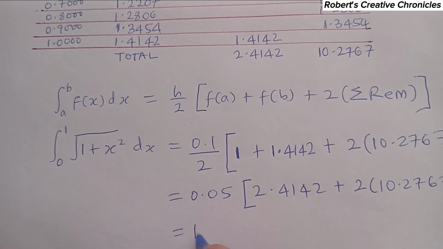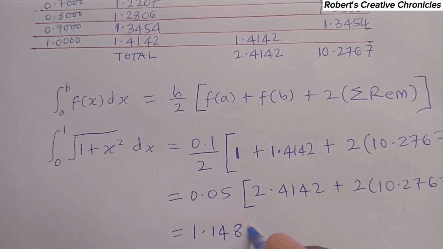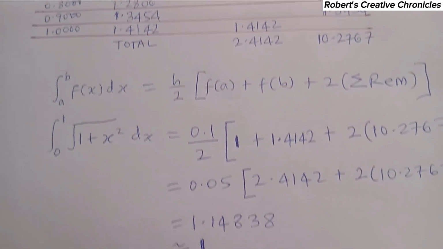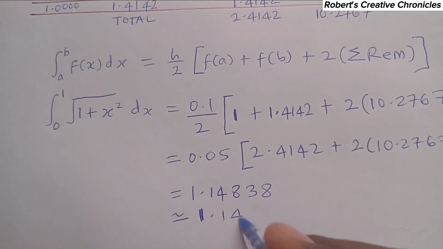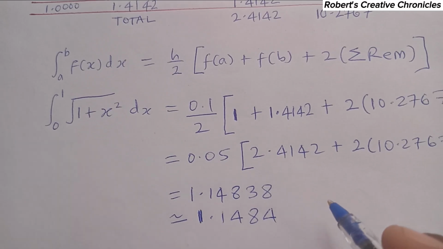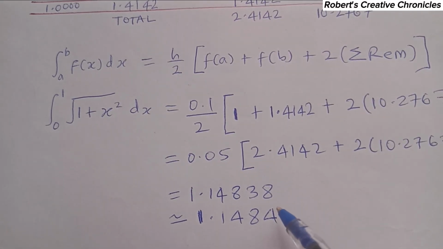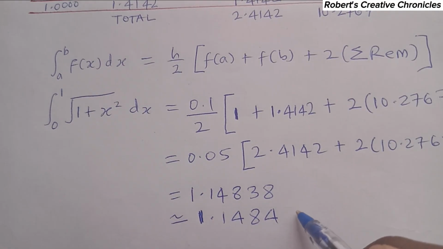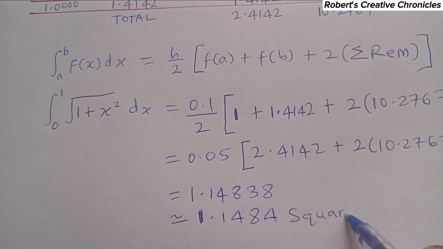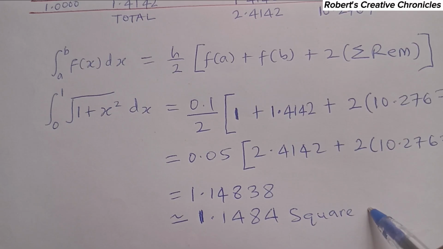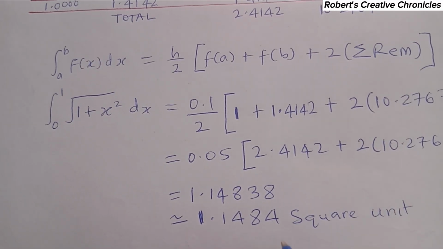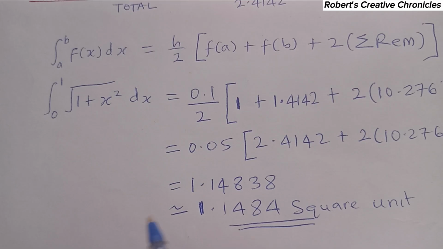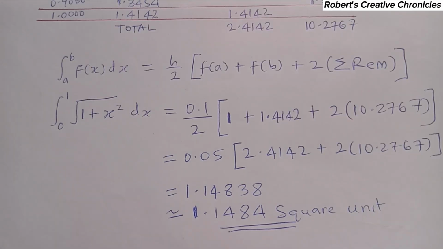So it's 1.14838, which is approximately 1.1484. And since this integral is an area under the curve, we'll put a unit, square unit. Since this is an area, this is the integral and the final answer of this question.